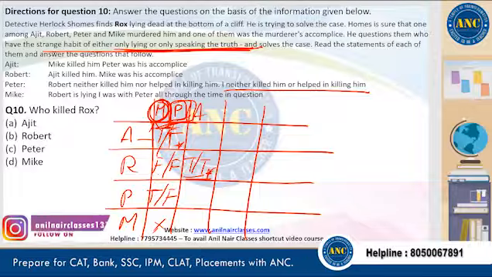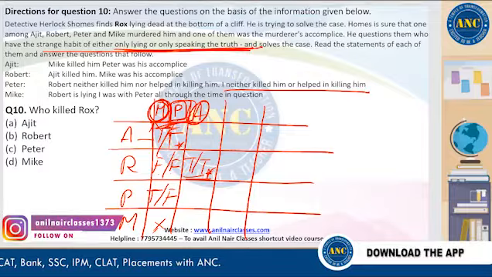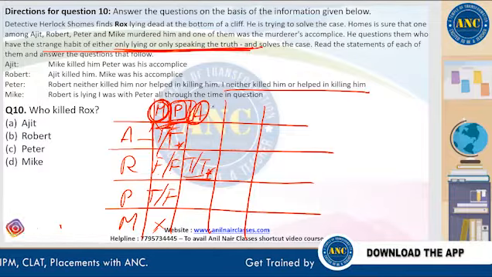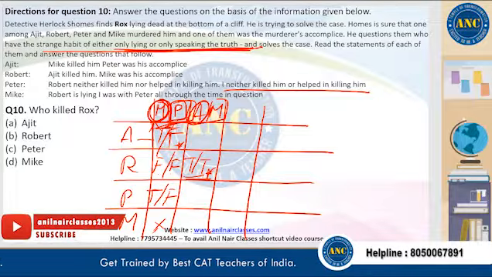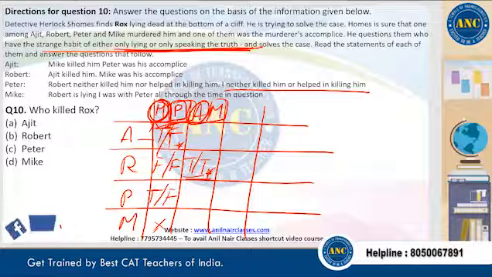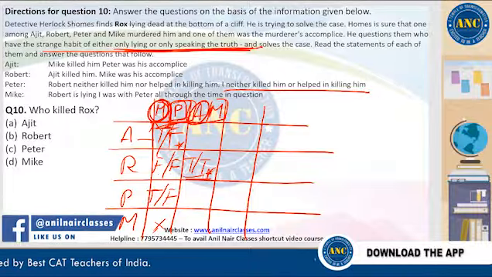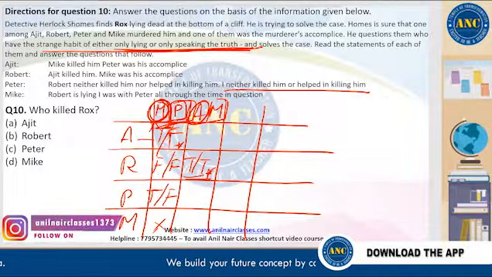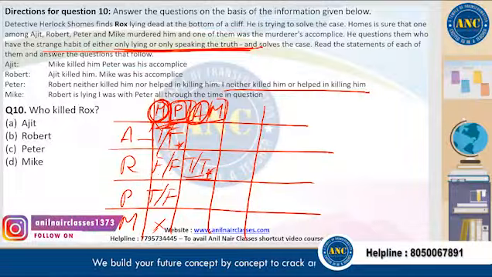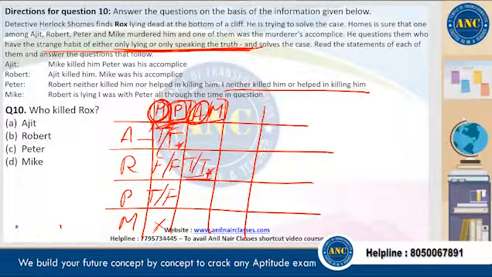So the murderer is Ajit and Mike was his accomplice. That means the accomplice is Mike. I've put a circle and a box to identify the murderer as well as the accomplice. Pretty cool, pretty neat. Now let's look at every other statement. Ajit says Mike killed him. Is it true? The murderer is Ajit, and the accomplice is Mike.